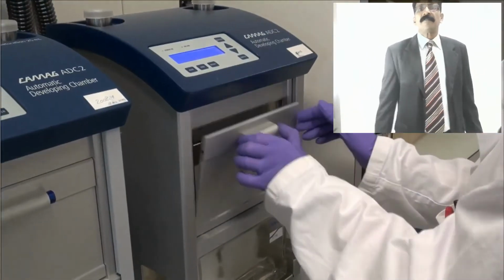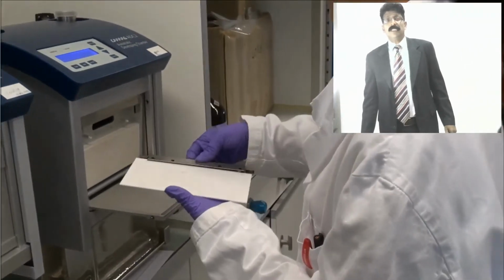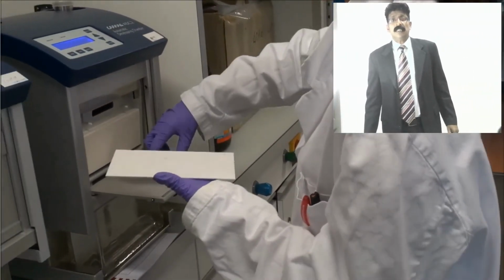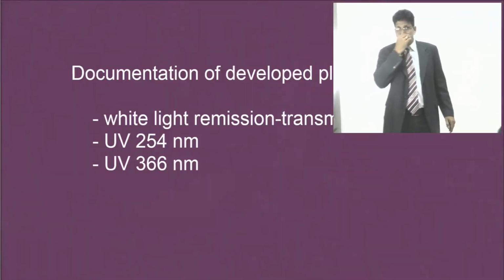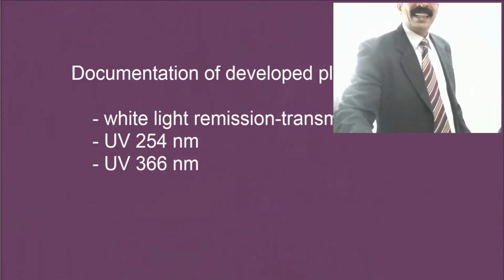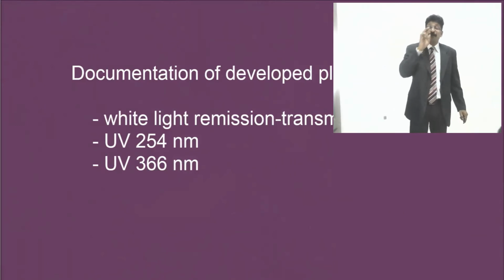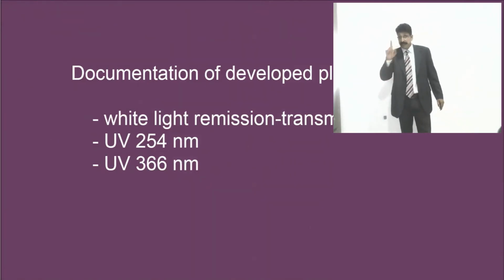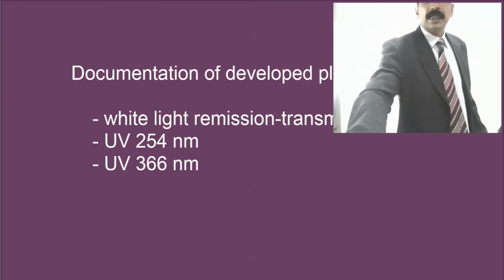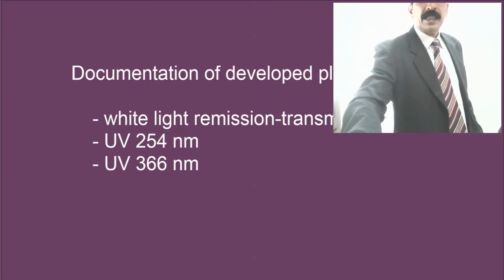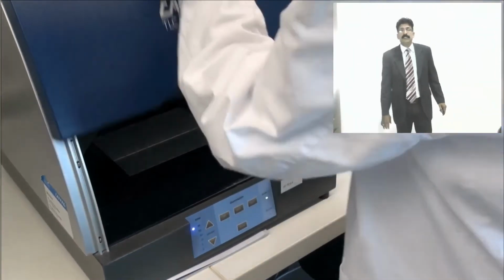Now you have to remove the plate, because the development is over, and then go for drying and visualizing. As I told you, you have to visualize in white light, and in UV at 254 nanometer and even 366 nanometer. The plates will be visible, and you can see the plate very clearly. The picturizing can be done. So you keep it there, and she will close. This is the chamber which can be visualized.